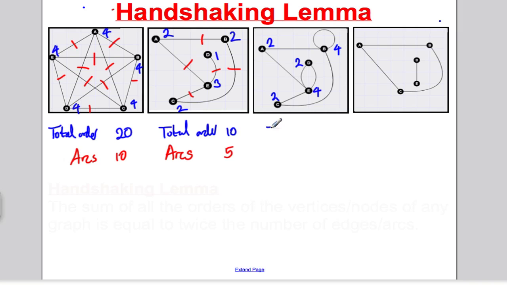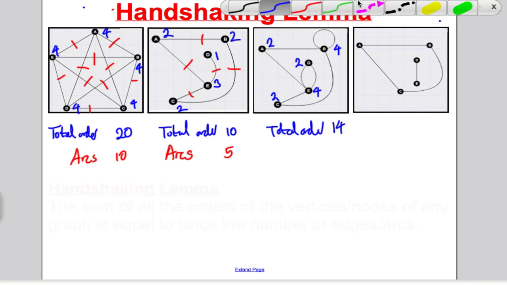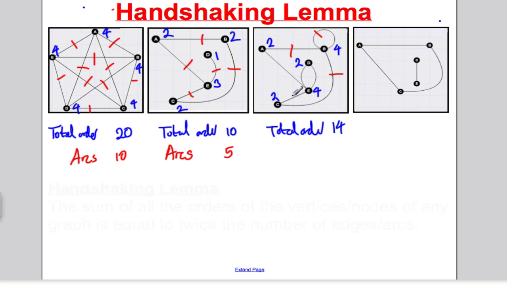So the total order is therefore 2 and 4 is 6, add 2 is 8, add 4 is 12, add 2 is 14. Okay, and let's count up the edges 1, 2, 3, 4, 5, 6, and 7. So the arcs or edges is 7.